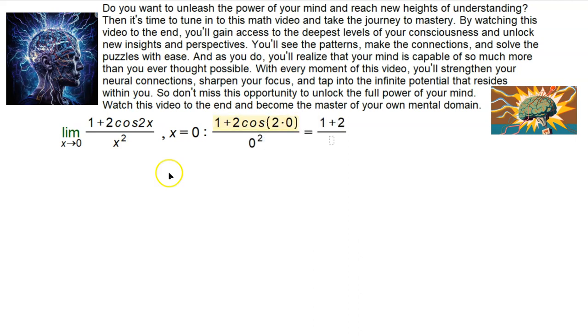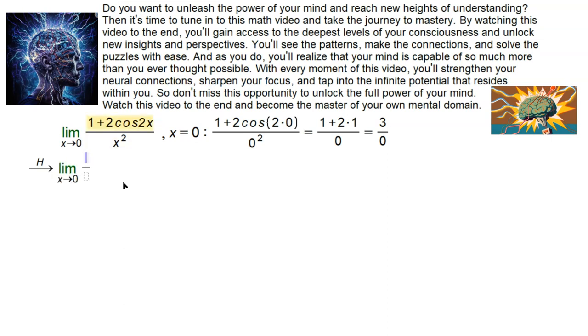So you're going to have 1 plus 2 cosine of 2 times 0, which is cosine of 0, which is 1, over 0, which is then 3 over 0. This is undefined. That tells you got to use L'Hopital. It's indeterminate, so you can indicate it by putting an arrow with a little h above it or something like that. And then you differentiate the top and the bottom independently.